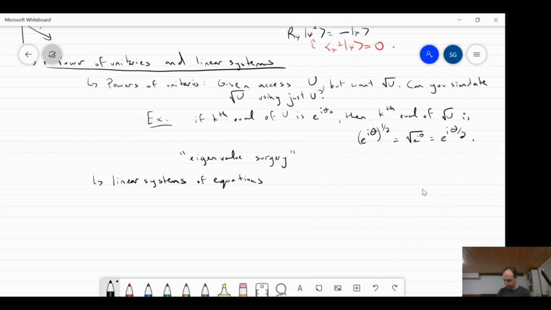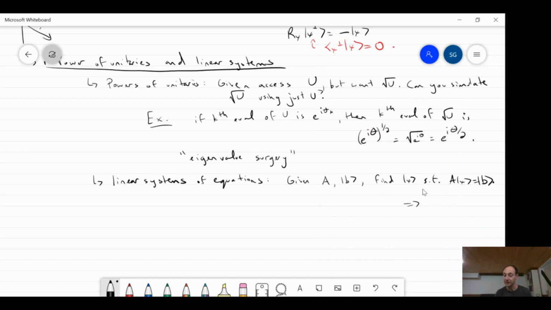Okay, so here you want to solve this, right? So you're given a matrix A and some target vector B, and you want to find psi such that A psi equals B, right? Very roughly speaking, this is the goal of solving linear systems, right?